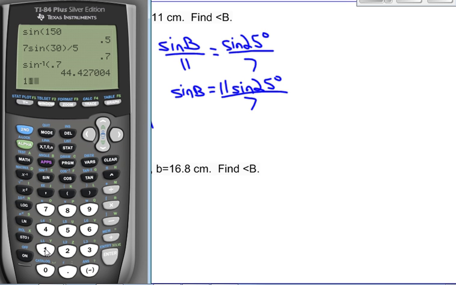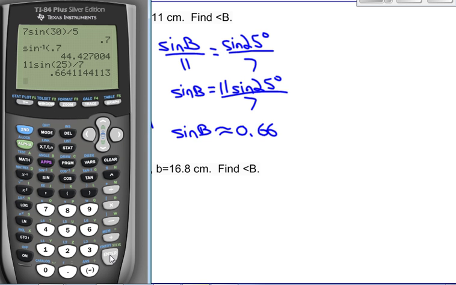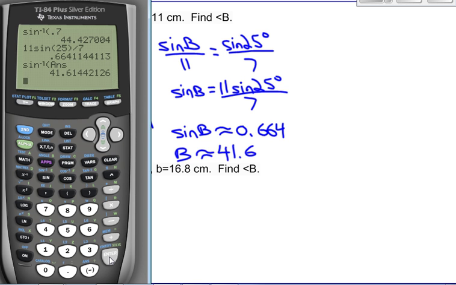We head to the calculator. Gives us 0.664. We know that we have to do the inverse sine. So inverse sine of that answer gives us 41.6. Or 180 minus 41.6. These are the two possibilities I'm considering.